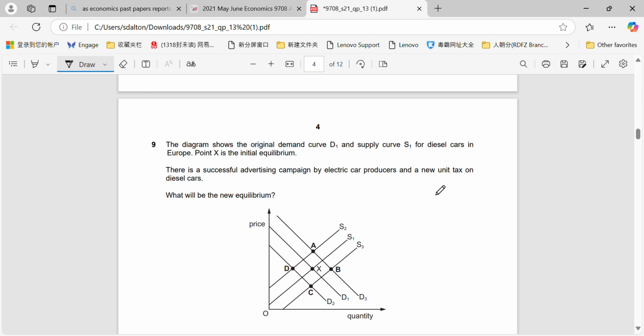Okay, we're given a demand and supply diagram for diesel cars in Europe. Successful advertising campaign by electric car producers. We're looking at the demand and supply for diesel cars, remember. So when there's a successful advertising campaign, that will move the demand to the right. But in this case, it's a successful advertising campaign by a substitute, which means that the demand will move left for us. They're now more popular, we're now less popular. So we move on to this point here. And we've got a new unit tax, which will shift our supply curve to the left. And so we'll end at point D.